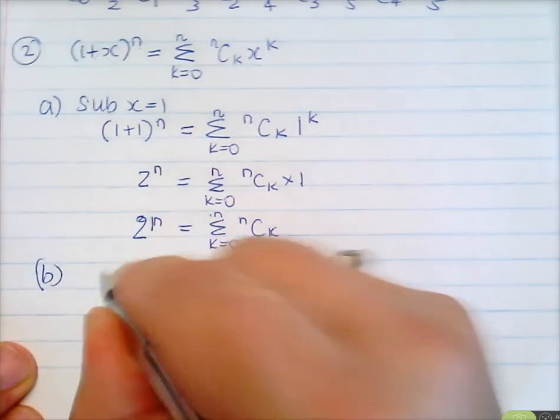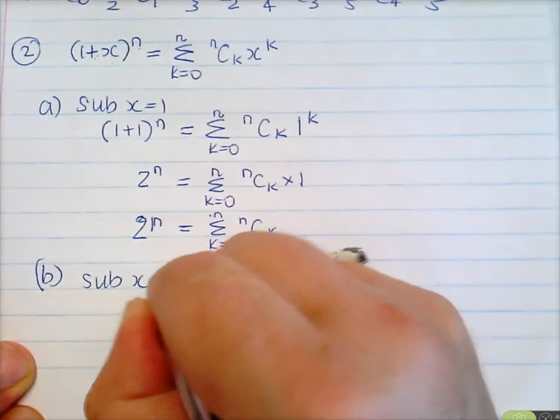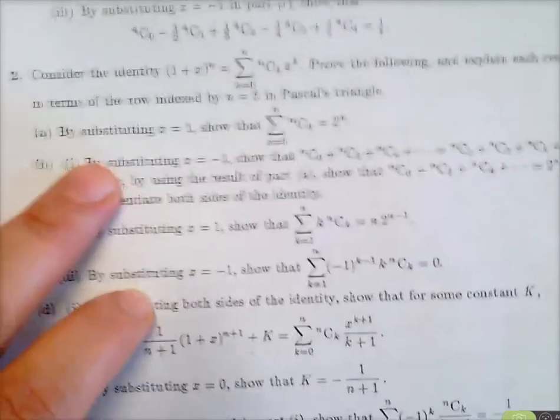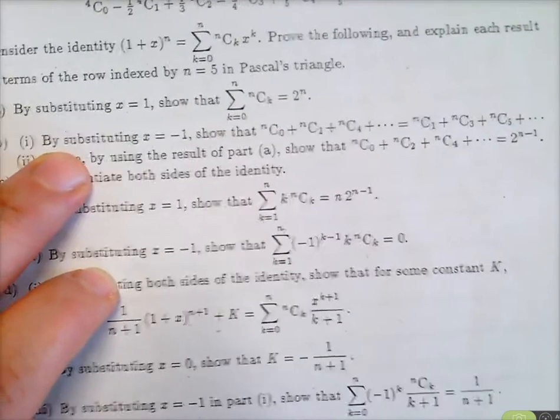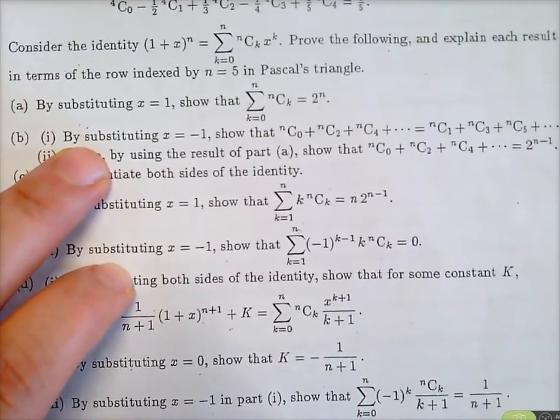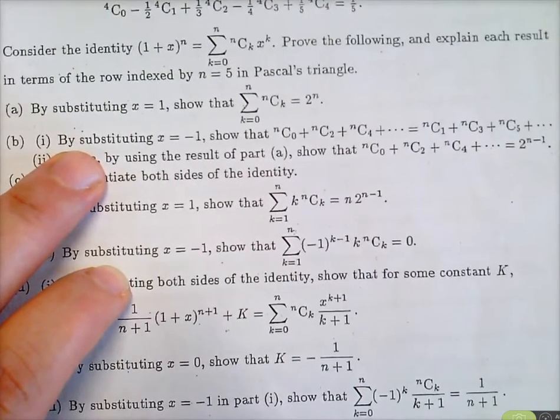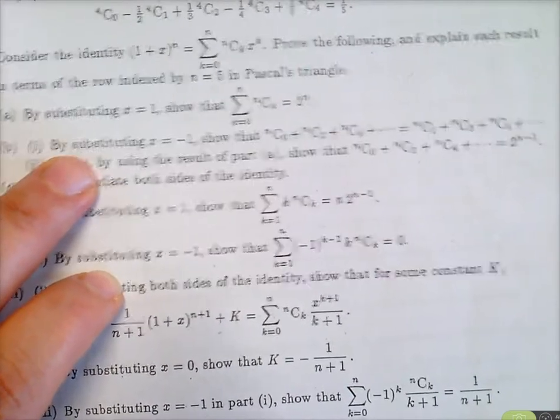Part B. It says, by substituting x is negative 1, you have to show that result. Now, here, by substituting x is negative 1, show this result. Now, it also does say, prove the following and explain each result in terms of the row indexed by n equals 5.